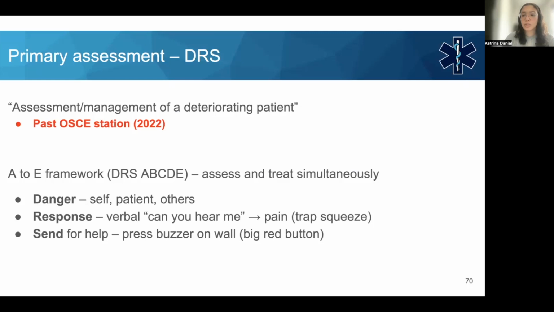Sometimes you'll find some doctors will squeeze the nail bed, and the way that they do that so it's painful is they'll have a pen, essentially, and they'll put it on top of the nail bed and then squeeze on top of that pen. That's really painful. If the patient is not responsive to pain or to voice or anything like that, we can say they are unresponsive. At this point, you want to send for help. In the community, you would call 000. In the hospital, you press that big red button on the wall, which is the emergency buzzer, and you want to get the right people in the room.